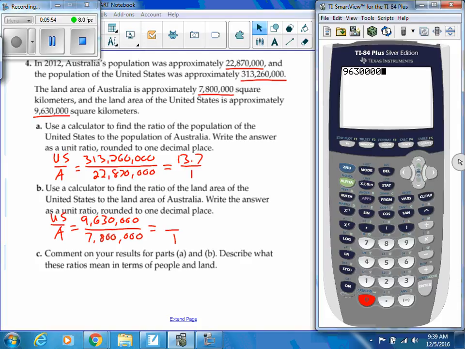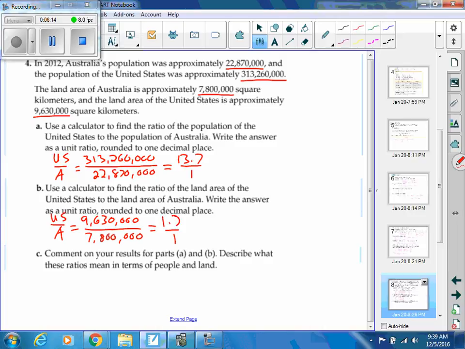and I am going to divide that by the land area of Australia, which is the 7,800,000. Divide that, again, we're going to one decimal place. So 1.23, the 3 tells the 2 to stay the same, so we're just going to round that to about 1.2. So again, that means in the U.S. there is 1.2 square kilometers for every 1 square kilometer there is in Australia.